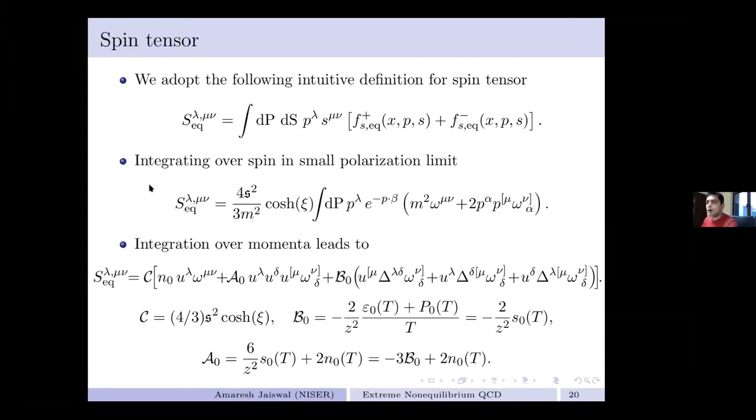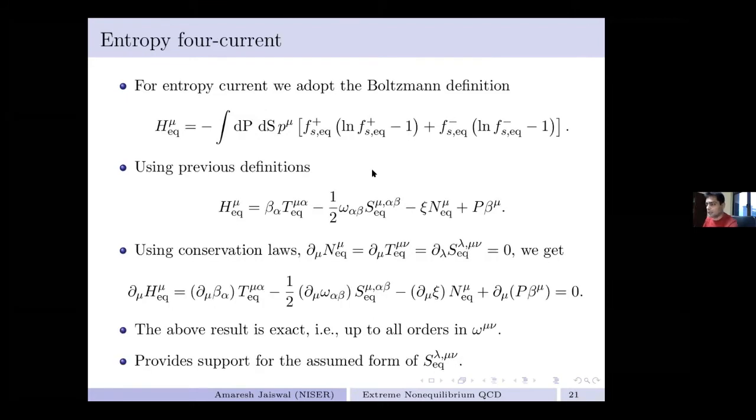Now, how do we know that this intuitive definition of S lambda mu nu is indeed correct? What one can do is define the entropy four-current. For the entropy four-current, we just adopt the Boltzmann definition, with the only difference that we of course integrate over the spin degrees of freedom as well. Using the previous definitions, but in this calculation we do not do a perturbative treatment. We treat it in the general case, so we do not consider small polarization. Then the entropy current can be written in the form here.